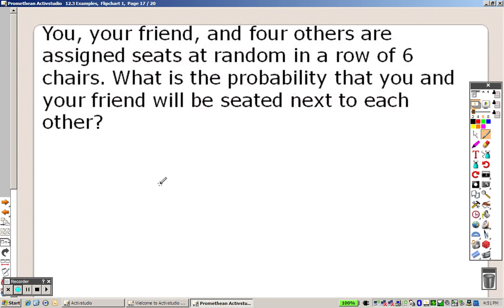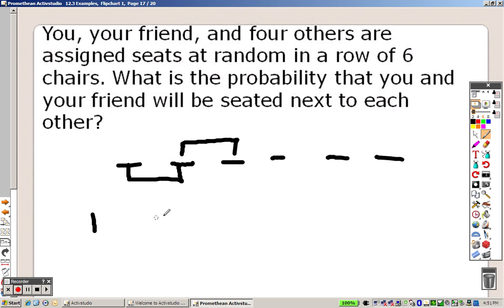You, your friend, and 4 others are assigned seats at random in a row of 6 chairs. What is the probability that you and your friend will be seated next to each other? Okay, so there's you and a friend, and 4 others. What's the probability that you two will be sitting beside each other? Well, you two could sit here. So there's one option. You two could sit here. So that's 2 options.